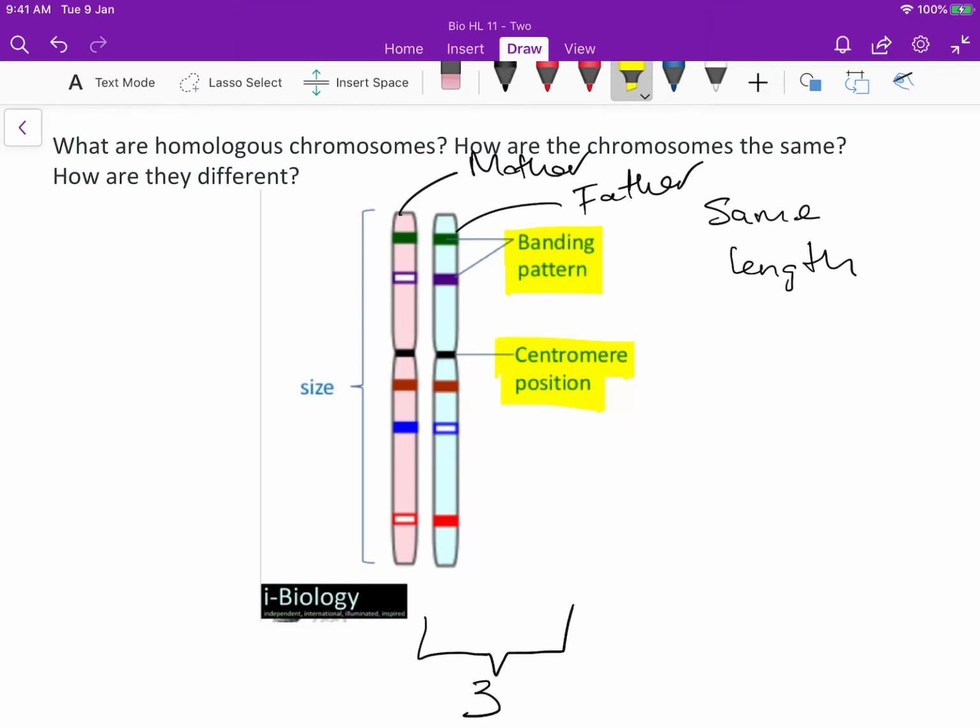Well, even if they have the same gene and it does the same thing, these two could be different forms. So we have here slightly different colour representation. These could be different alleles, different forms of those genes.